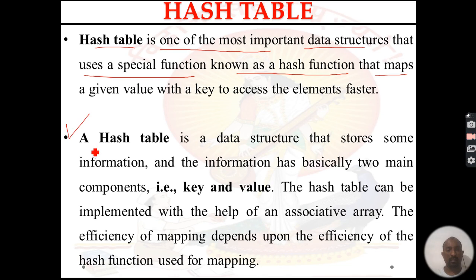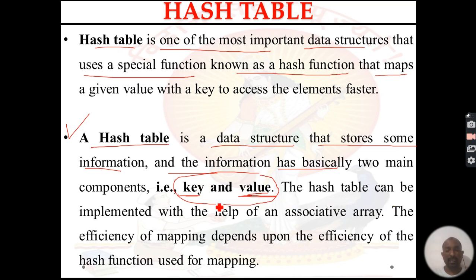Next point, a hash table is a data structure that stores some information, and the information has basically two main components. The first one is the key and the second one is the value. These two components are very important in the hash table: key and value.